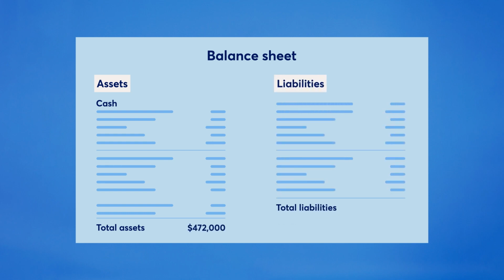Then, add up your assets and liabilities, subtract your liabilities from your assets. The number you get is your equity. Your balance sheet needs to be, well, balanced. The assets should always be equal to your liabilities, plus equity.